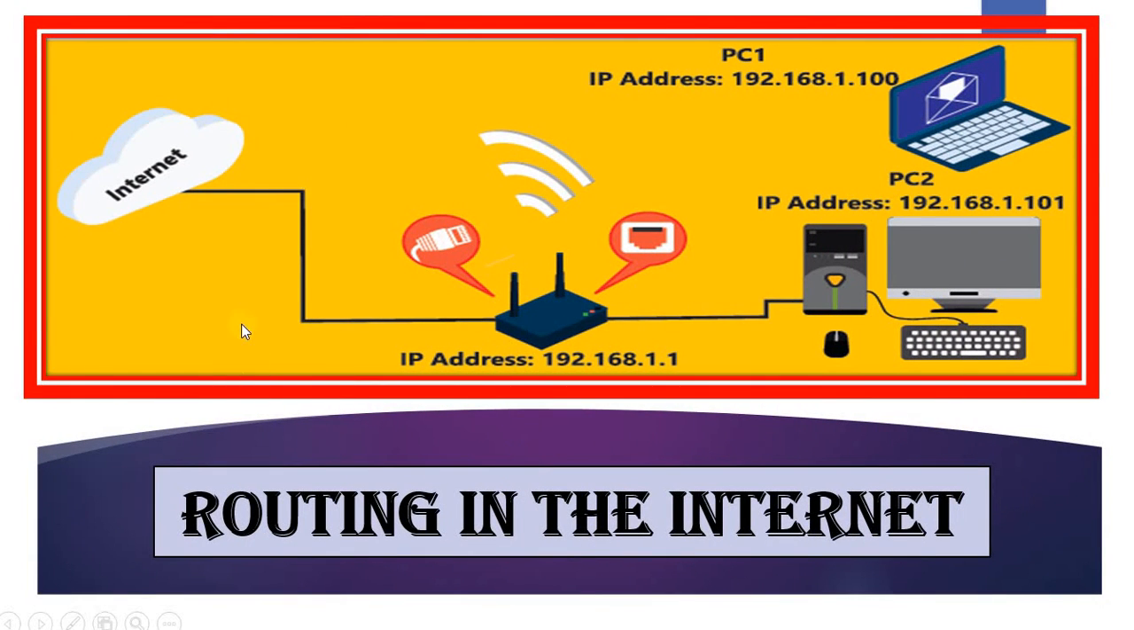For example, you can see this is the internet, and we have a router over here, and we have two devices. One is a desktop computer and the other one is a laptop. So we are connecting these two devices with the help of this router. If you want to send something from PC1 to PC2, then you will send it with the help of this router. The router will decide how the data can reach from PC1 to PC2.